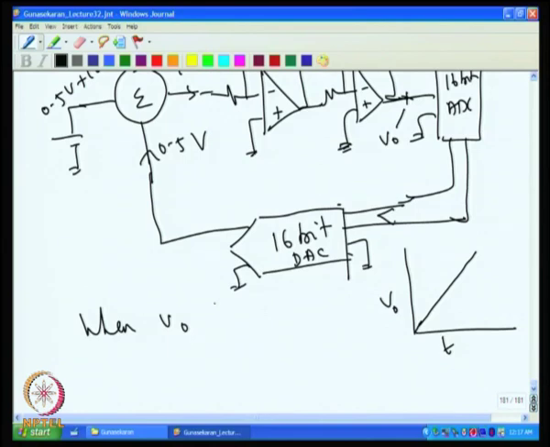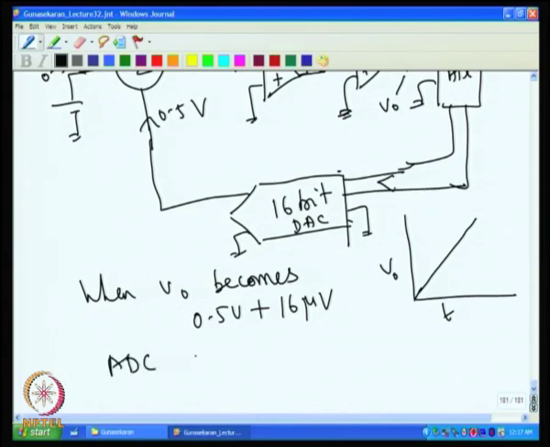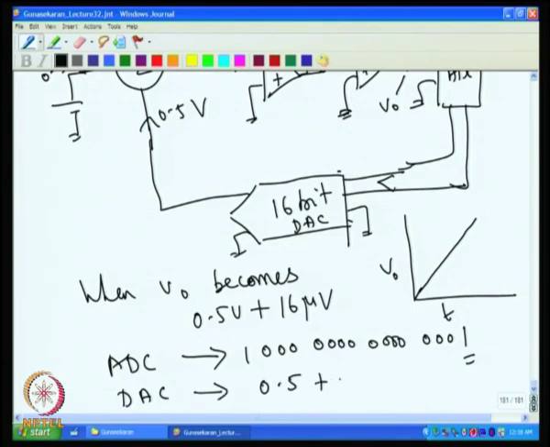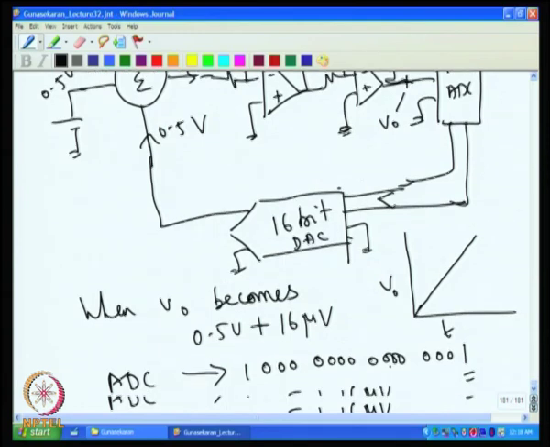When V0 becomes 0.5 plus 16 microvolt, then the ADC output becomes 1, because now you got 16 microvolt, which will be recognized as 1 LSB. The output will go high, and that will make the DAC give you 0.5 plus 16 microvolt, the 1 LSB extra that the DAC is getting. Now, that means the input to the summer becomes 16 microvolt.